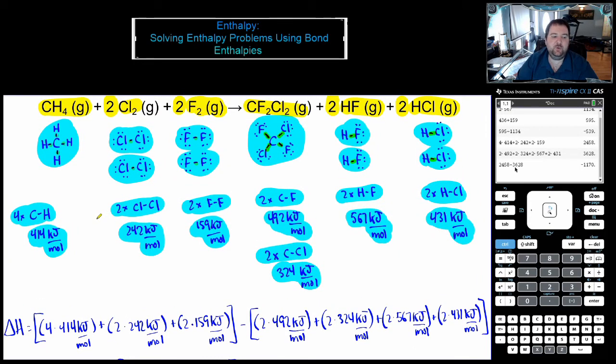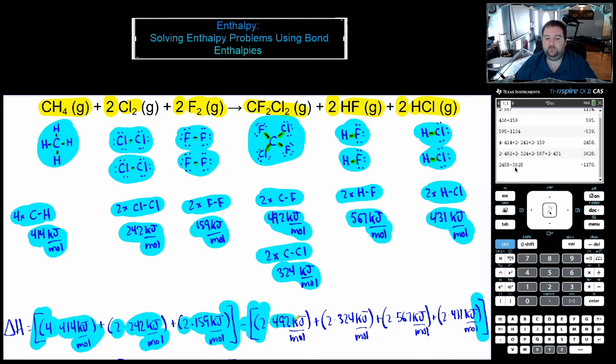Now, this information is going to be plugged into your delta H equation. And so your delta H equation is going to be the sum of your energies required to break bonds. So that's on your reactant side. And so we're breaking 4 CH bonds with that 414, 2 ClCl bonds with that 242, and 2 FF bonds with that 159. And these are going to be added together. Then we need to subtract the sum of our bonds being formed, so on our product side. And of course, there's 2 CF bonds with 492 each. There's 2 CCl bonds with 324 each.